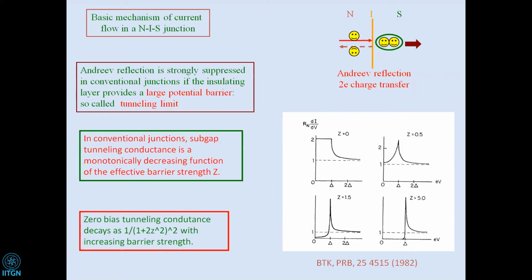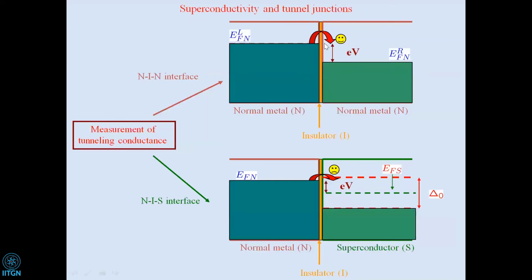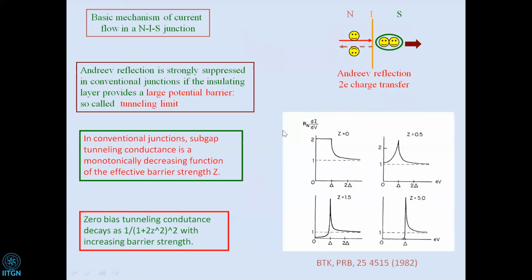This phenomenon is known as Andreev reflection, and this Andreev reflection is how a superconductor conducts current at almost zero applied voltage. Okay. However, if in a tunnel junction, the barrier potential that you have between this normal metal and superconductor is large, then the amplitude of this Andreev reflection gets killed very fast. Okay.